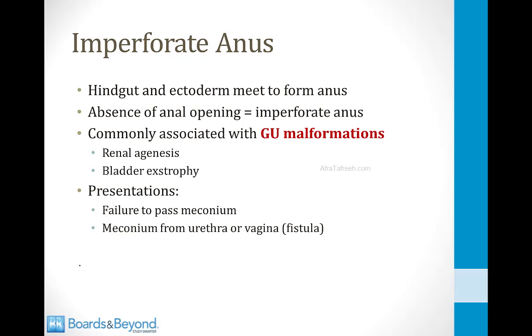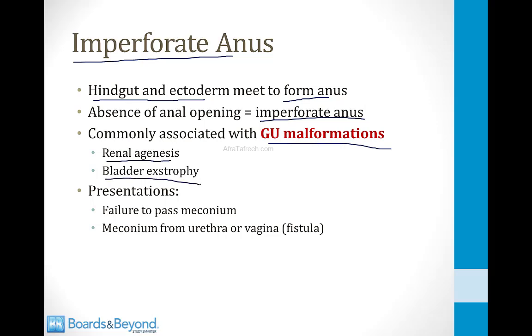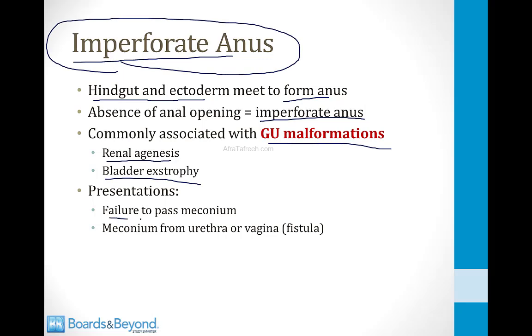Lastly, I'll mention a rare congenital anomaly called an imperforate anus. The hindgut and the ectoderm need to meet to form the anus. If they do not form the anus, you will have what's called an imperforate anus. And this occurs commonly in association with genitourinary malformations in newborn babies. They are often born with renal agenesis, meaning they lack one or both kidneys. They are also often born with bladder exstrophy, where the bladder is outside of the body. These pathologies occur in conjunction with imperforate anus frequently. And the presentation is a baby that fails to pass meconium, obviously because they do not have an opening in their anal canal, or where meconium passes through the urethra or the vagina because of a fistula.